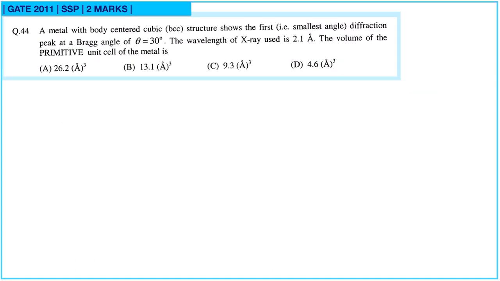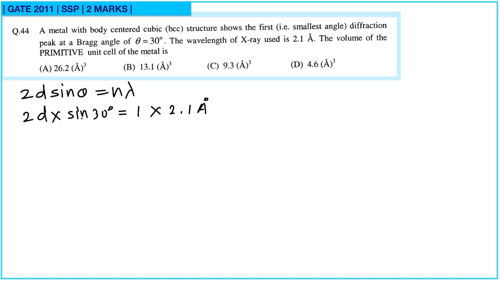Question number 44. A metal with body-centered cubic BCC structure shows the first, that is the smallest angle, diffraction peak at a Bragg's angle of theta equal to 30 degree. The wavelength of X-ray used is 2.1 angstrom. The volume of the primitive unit cell of the metal is. Now we know Bragg's law is 2d sin theta is equal to n lambda. So here 2 into d into sin 30 and n is 1 into 2.1 angstrom. So sin 30 is 1 by 2, so this will cancel out. So you will get d is equal to 2.1 angstrom. That will be the value of d.